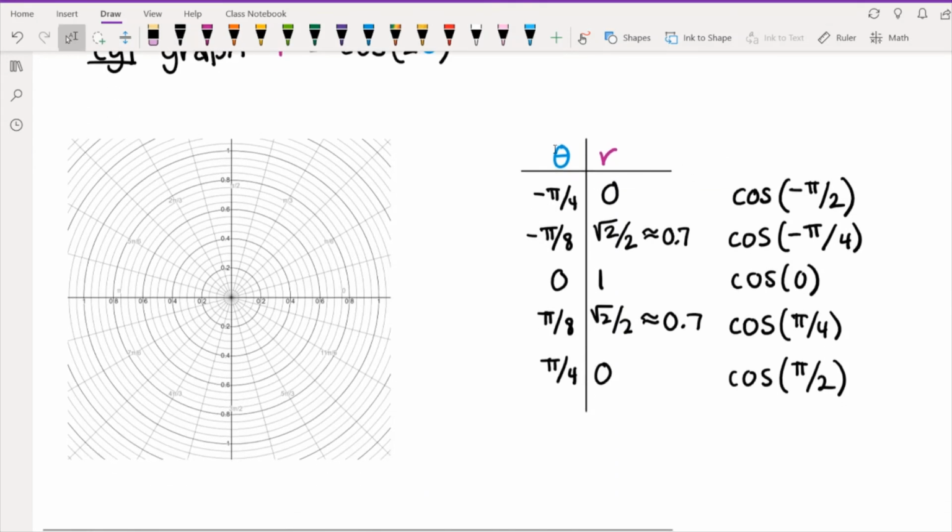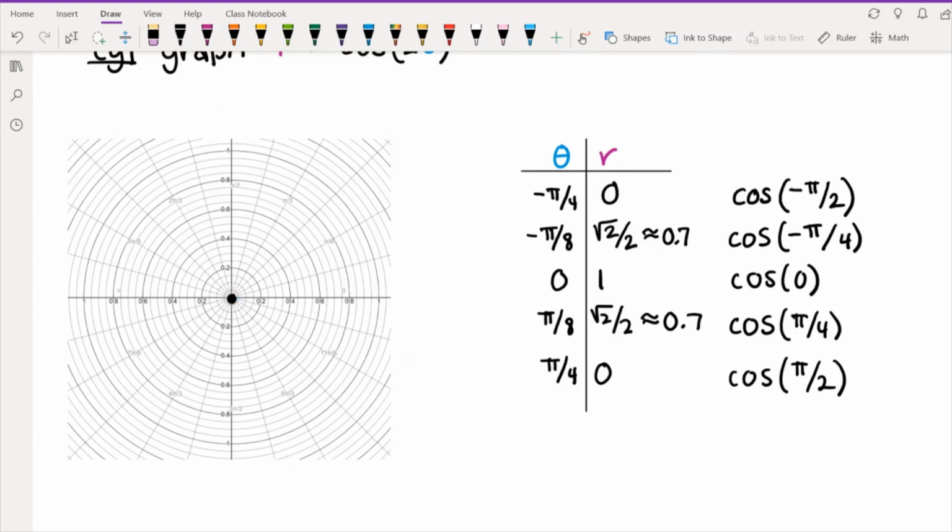Okay, so let's plot these points. First we go to an angle of negative pi over 4, so that's here. And then we go a distance of 0, right? So that's just a point at the origin. Next we go to an angle of negative pi over 8. There is not a line for that, but we just want to do half of negative pi over 4, so that's going to be here. And we go a distance of about 0.7. And so that's going to put us halfway between the 0.6 and the 0.8. So that's like here. I should put it a little bit more on this angle. There we go.